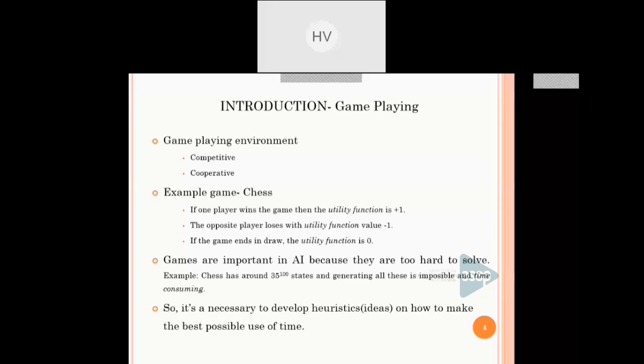So we cannot explain all the steps to every problem. In that case, there comes the concept that we have to develop heuristics. In artificial intelligence, it is necessary to develop heuristics on how to make the best possible use of time. What is that heuristic?